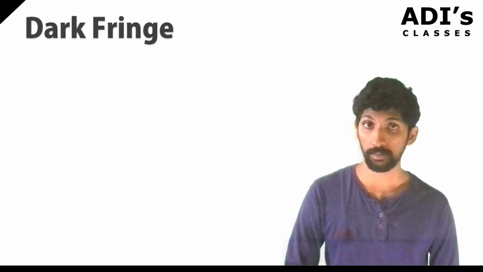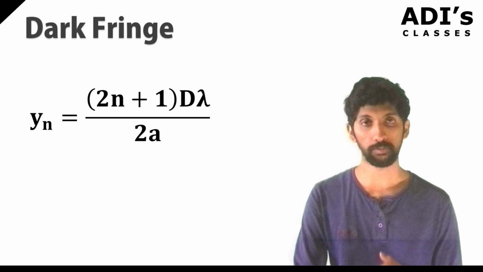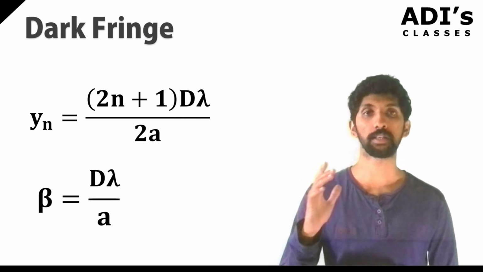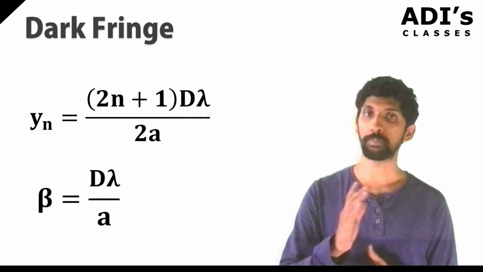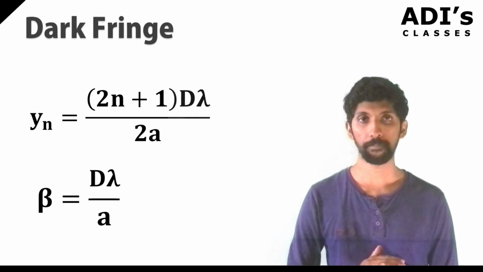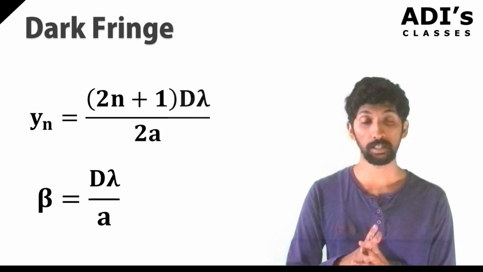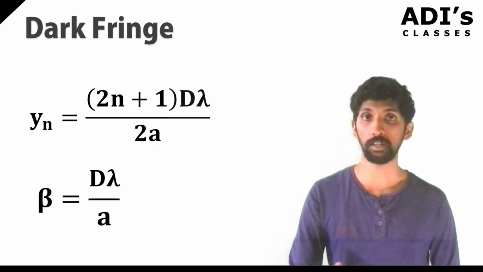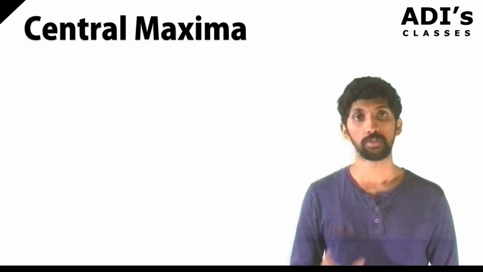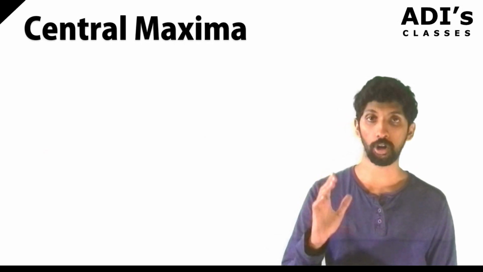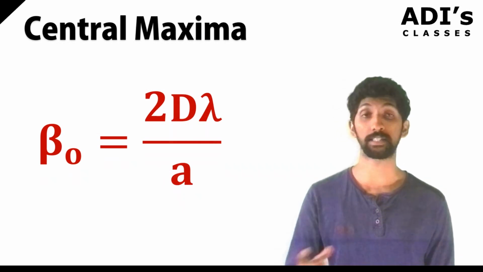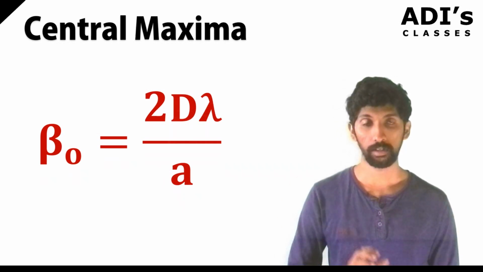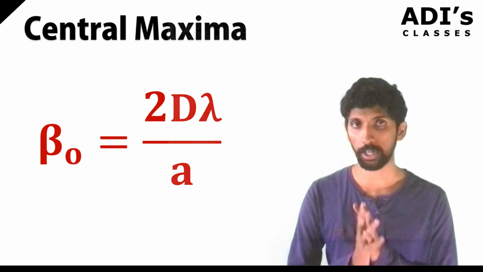In a similar way for a dark fringe, we had (2n plus 1) d lambda divided by 2a. Here also beta was nothing but d lambda by a. Now the most important part was the central maximum. The central maximum is given by beta naught equal to 2d lambda divided by a, because it's twice the size. So we saw how diffraction works.